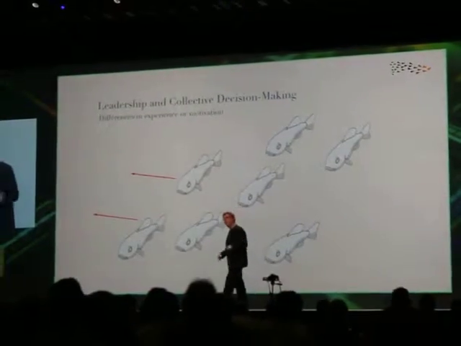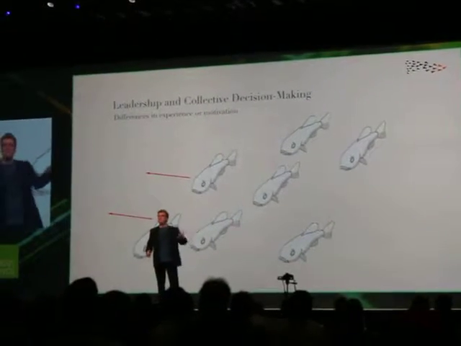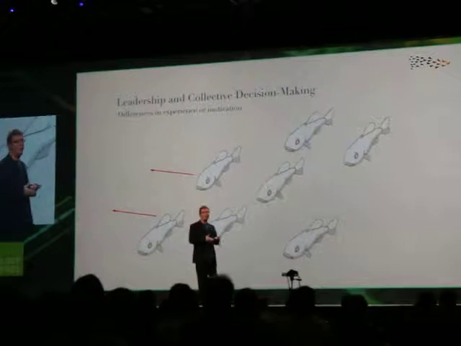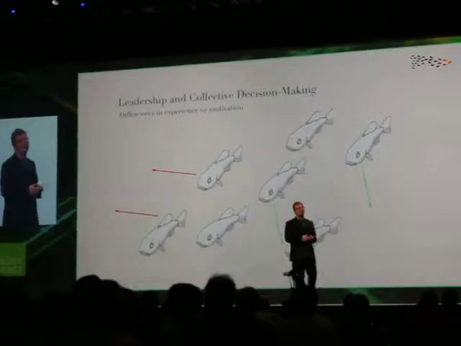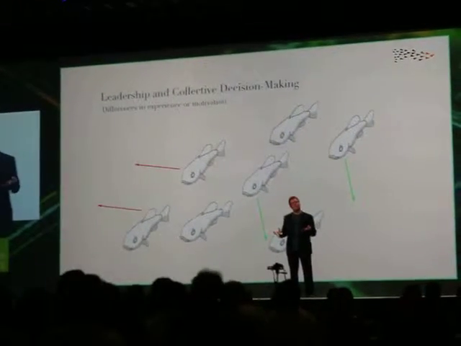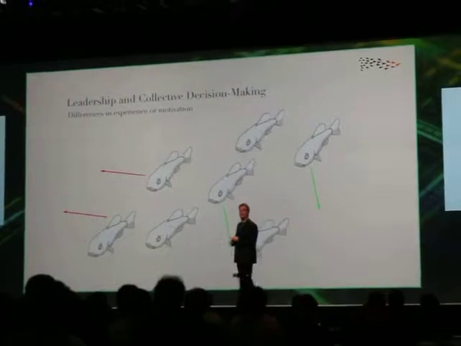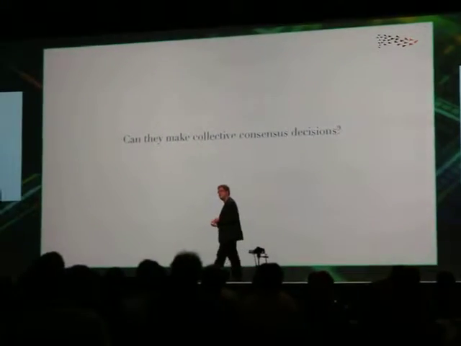So far, all of my leaders, all of these informed individuals, have been wanting to move in the same direction. They've been in agreement with each other. Well, of course, we know that often there can be disagreement within groups, and that's the same within animals. So this now represents the case where the red individuals want to go one way, and the green individuals want to go another way. Can the group come to a collective consensus decision?